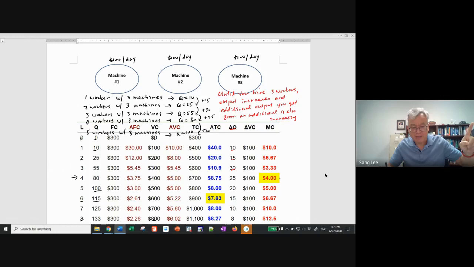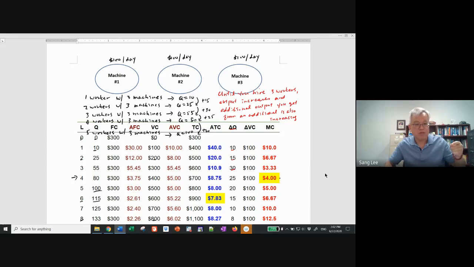Because the number of machines is fixed, for worker number 4, only 3 workers can use 3 machines at the same time. So always one worker has to wait his or her turn, so that the additional worker can contribute to the output. Whenever somebody's taking a break, he or she can use a machine. But unless somebody's taking a break, one of the 4 workers has to wait. And it gets worse and worse if you hire more and more workers.